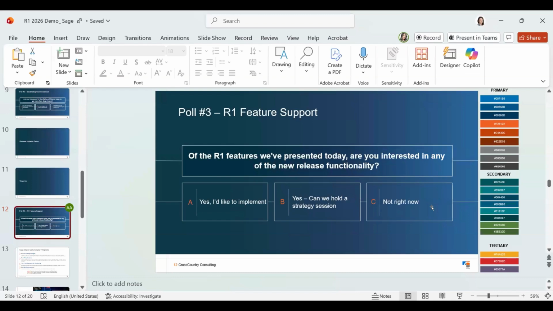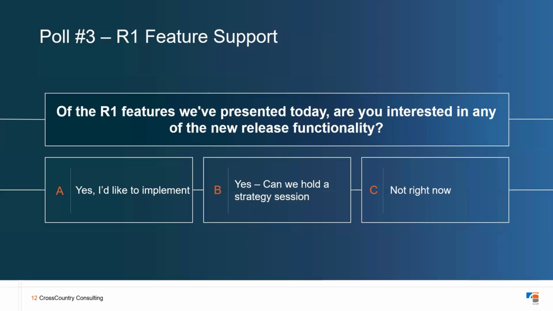So with that, just jumping into the wrap up here, making sure everybody who joined and needs their CPE credit is able to get it. Wanting to jump into this poll question here of the R1 features we presented today. Are you interested in any of the new release functionality? Again, I'll give about 20 seconds to reply to this one. A few more seconds here. All right, I think we can wrap up this poll now.